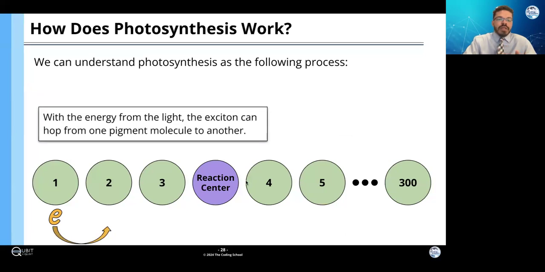So there are what you might call light gathering antennae that exist in the leaf. All these different molecules of pigment don't have their own reaction centers. So the energy in the exciton is going to travel along these pigment molecules. It can hop from one pigment molecule to another to get to a reaction center where it can actually be converted into this chemical energy. So maybe our exciton is hopping from pigment molecule 1 to 2, and then from 2 to 3.